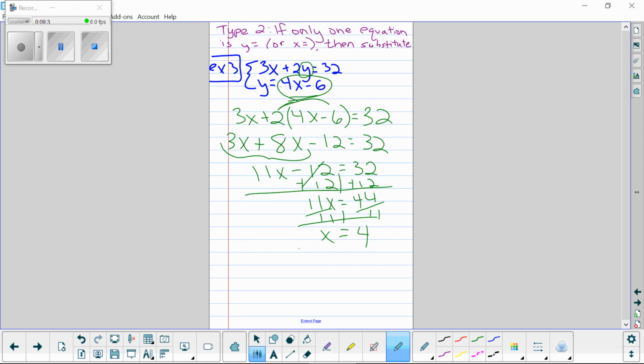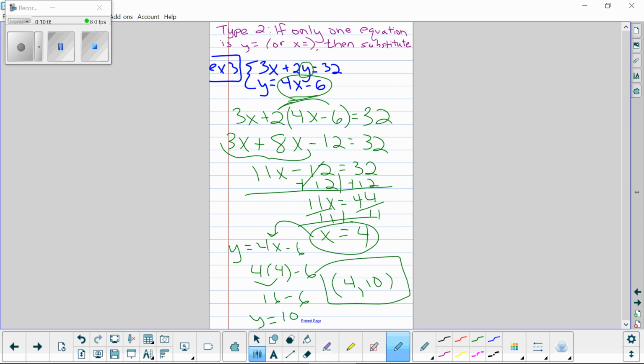And now that I know that x is 4, now I take that and plug it into either of those original equations. That second one is looking a whole lot easier to me. So instead of 4x minus 6, now it's going to become 4 times 4 minus 6, because we figured out over here that x equals 4. So 4 times 4 is 16, and 16 minus 6 is 10. So now we know that y equals 10, and that makes this answer (4, 10). And that's all there is to it.